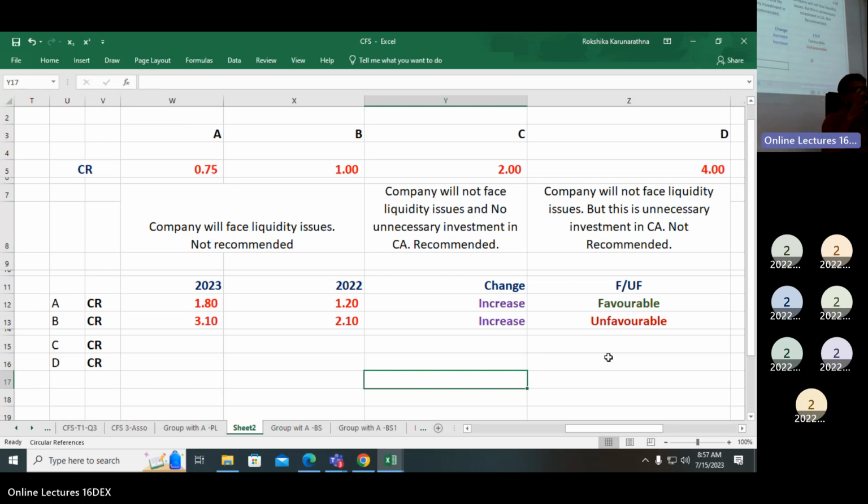Right? The profitability ratios are straightforward: increase is favorable, decrease is unfavorable, because profit earning ability increases. But when it comes to the current ratio, you have to compare it against the norm. The norm is 2.